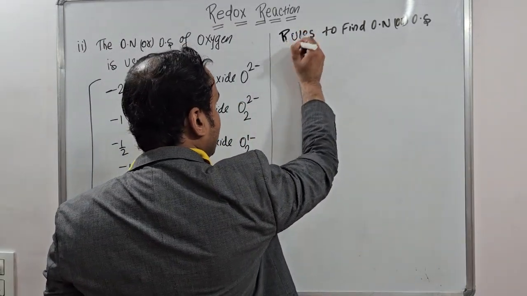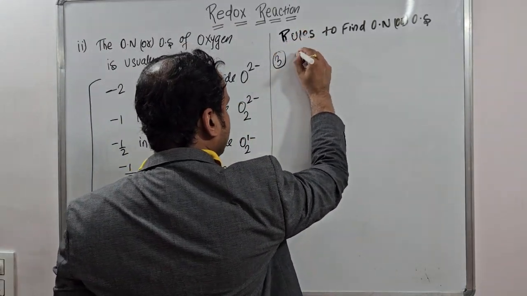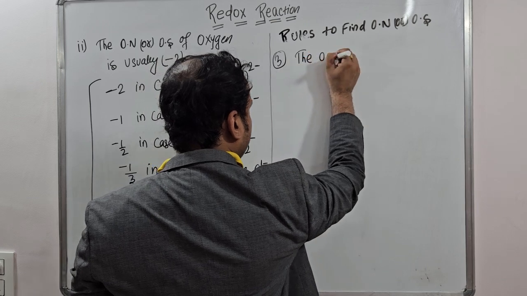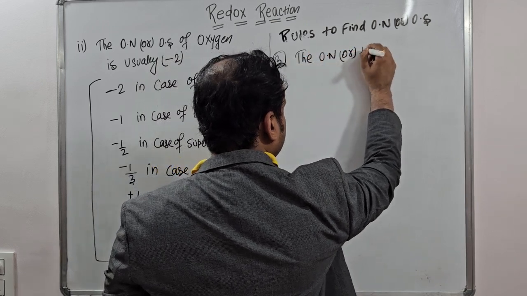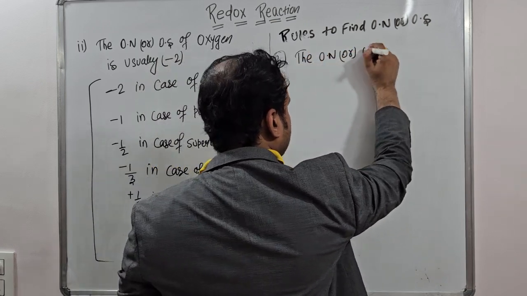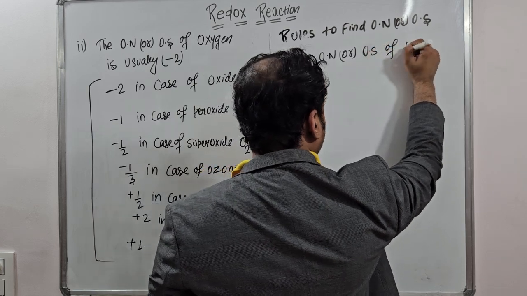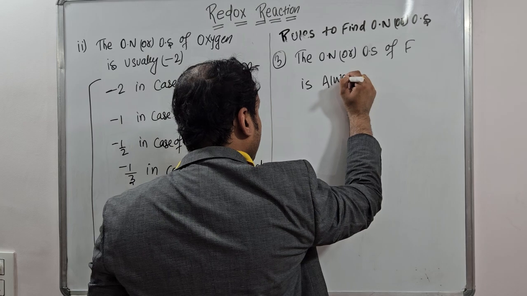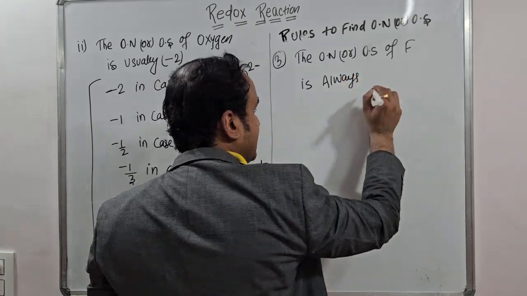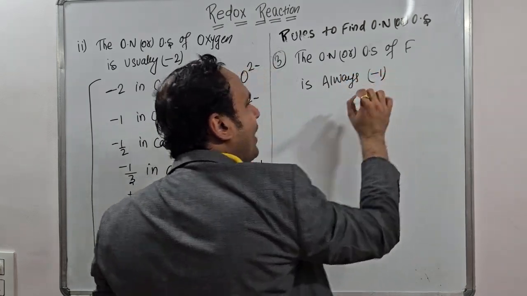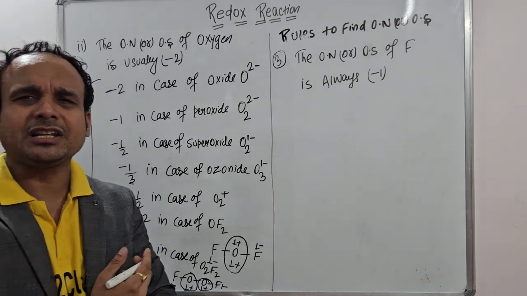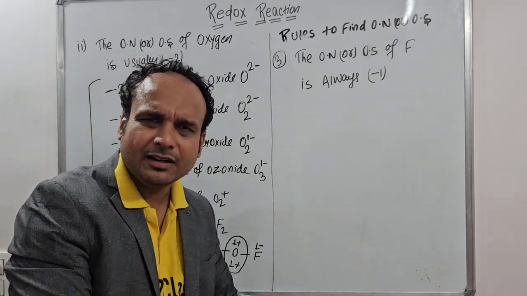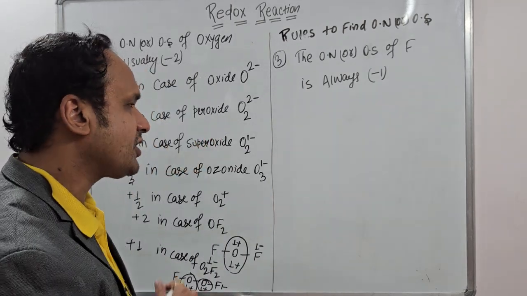Now the third rule we will have is that the oxidation number or the oxidation state of fluorine is, I am writing always, means no exception, always -1. Why? It is the most electronegative element in the whole periodic table, so it will always reduce to -1, taking the charge.